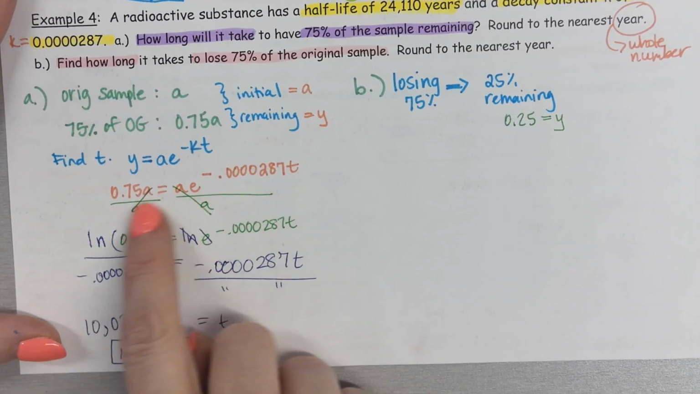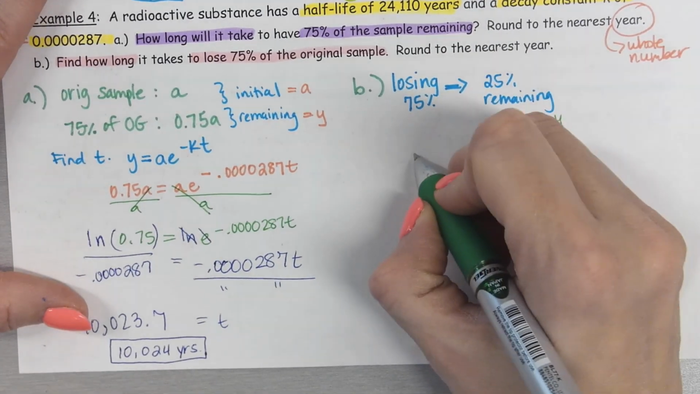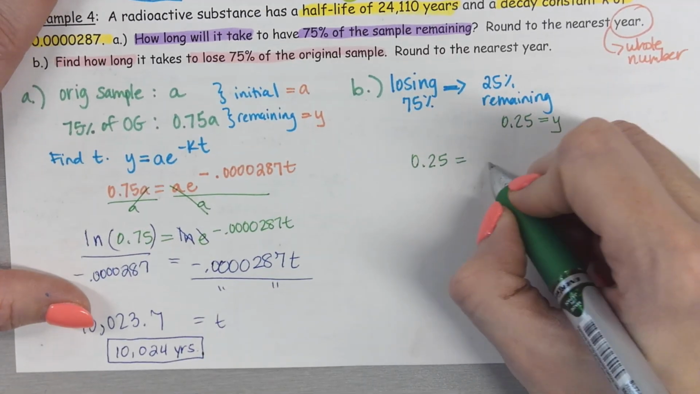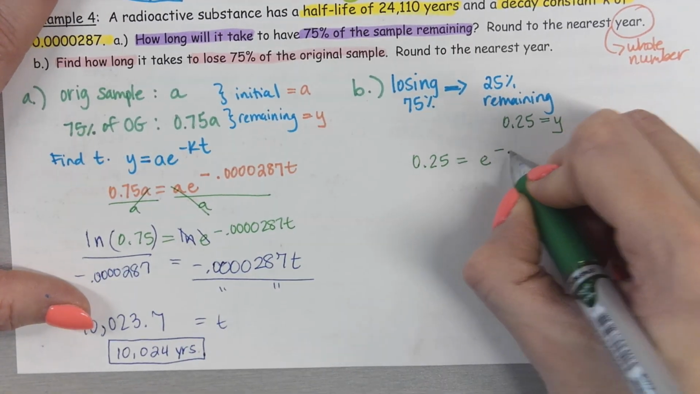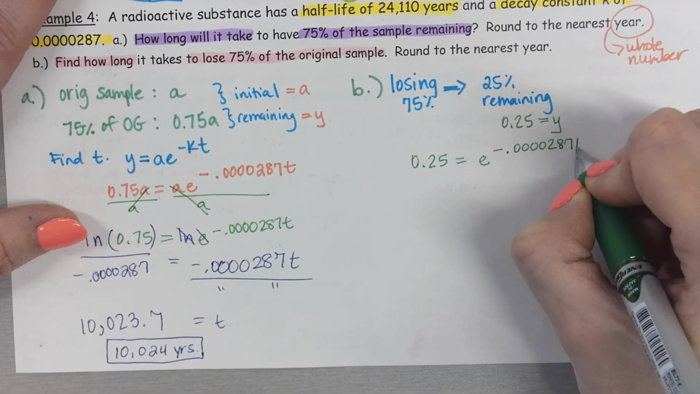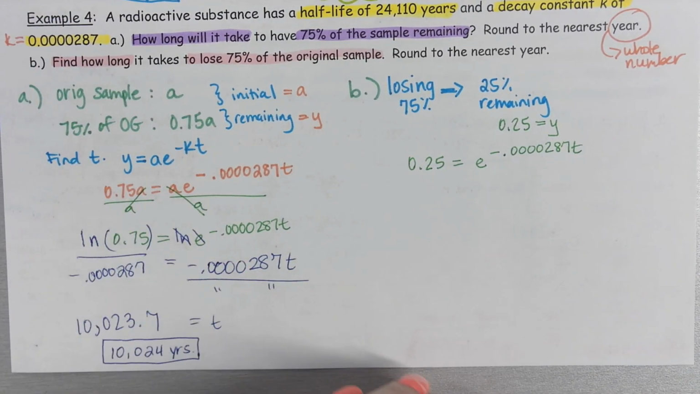Like I showed you with this, your a's just are going to divide out. So if you just want to write the 0.25 equals e to the negative 0.0001234287, you can do that and then just go ahead and round to the nearest year.